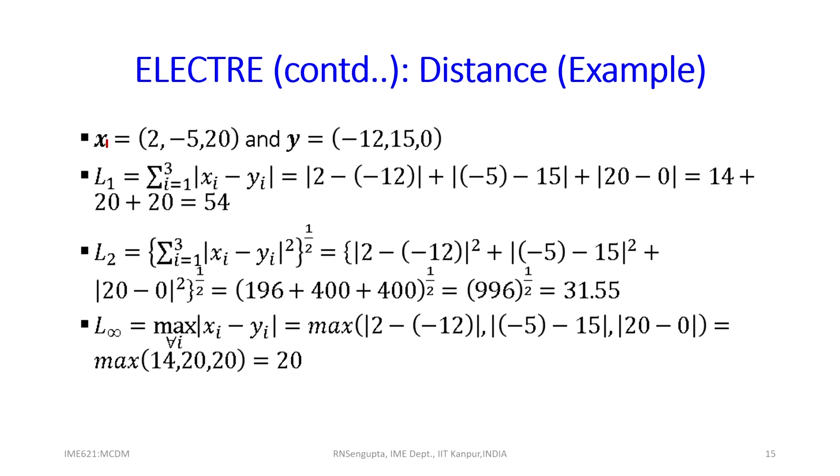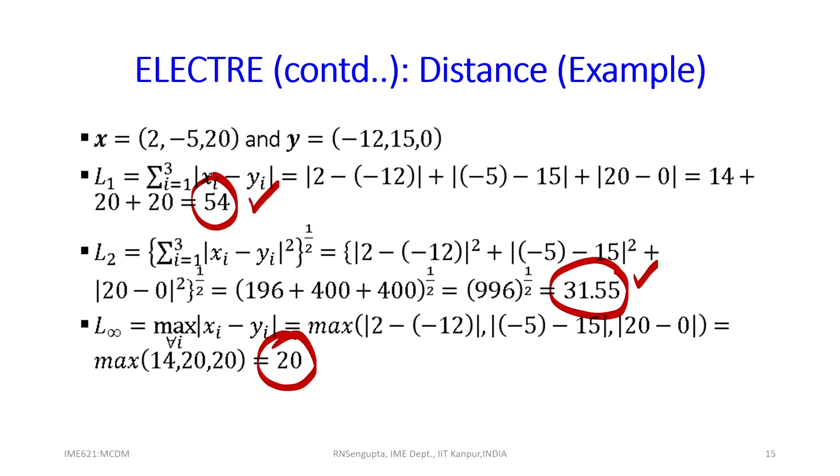If there are two points x and y in the 3 dimensional case, where x1, x2, x3 are 2, minus 5, 20, and y1, y2, y3 are 12, 15, 0, then based on the L1 norm, which is basically the sum of the mods, it comes out to 54. This is important; why I am mentioning the values is important. If I find the L2 norm, putting in the formula, the value comes out to be 31.55. And if I find the L infinity norm, the value comes out to be 20. Very interestingly, the values are decreasing from L1 to L infinity.